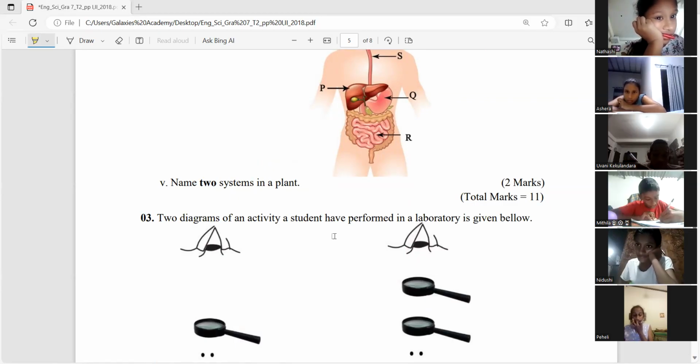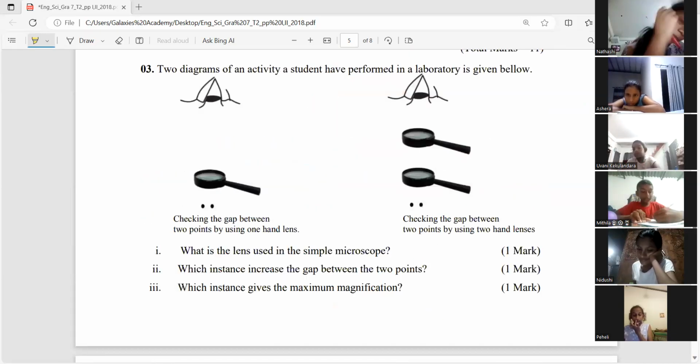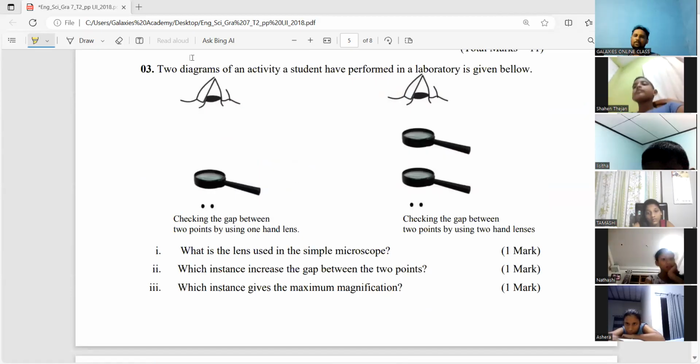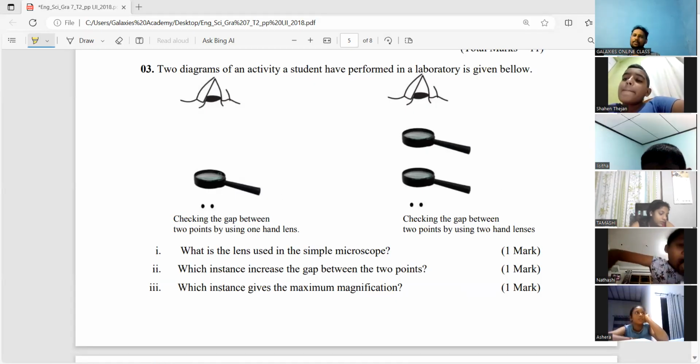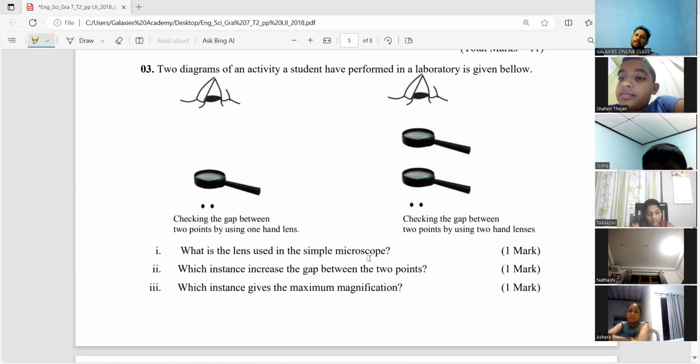Right, then we can go to the third question. Two diagrams of an activity a student has performed in the laboratory are given below. Can you see the difference between these two diagrams? The first diagram uses only one hand lens. The second diagram uses two hand lenses. Okay. Right. The first one, what is the lens used in a simple microscope?